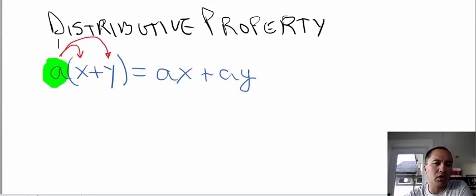Now in class I call this bombing because as we do this, it's like bombing this into the bracket. So when you hear me refer to that in class as bombing or distributive property, those two things are the same.